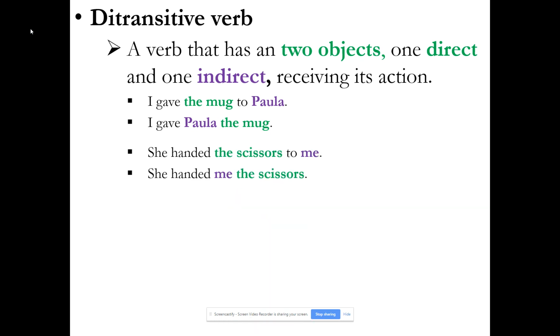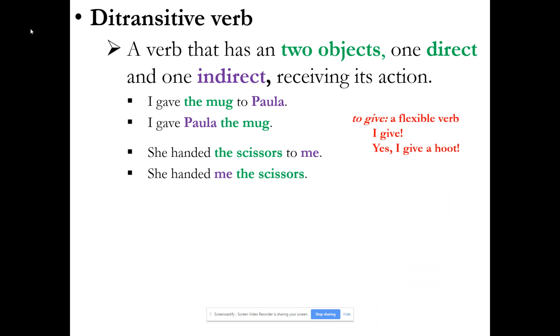Okay, same thing going on here. She handed the scissors to me, right? So the scissors are being handed, and indirectly, I am the indirect object here, because I am the person to whom the scissors are being handed. And then the pair sentence there: She handed me the scissors. Same thing going on. The two objects are just switched.